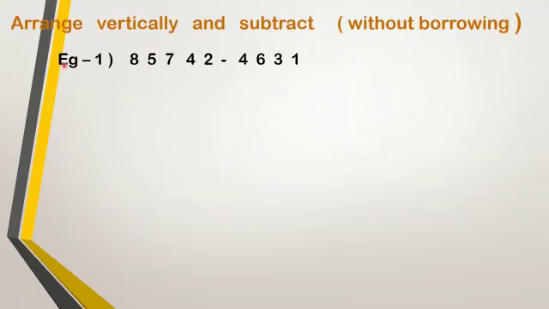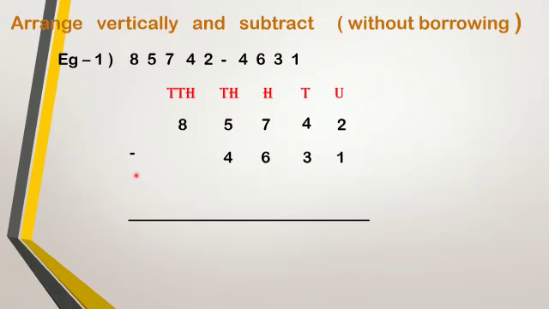Let's begin. This is my example, 85,742 minus 4,631. By now everyone should know the 5 place values. Let me place the numbers. I'll begin with the units place, 2, 4, and now these 3 numbers. Now these are 4-digit numbers, so I will use the 4 places. Units, tens, 100, 1000 here. The minus sign, and I will draw this line.